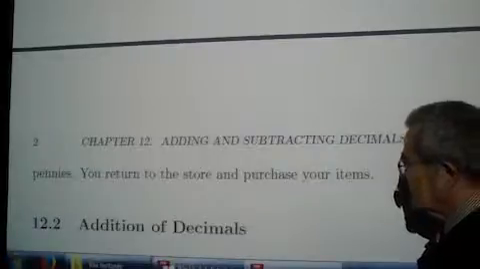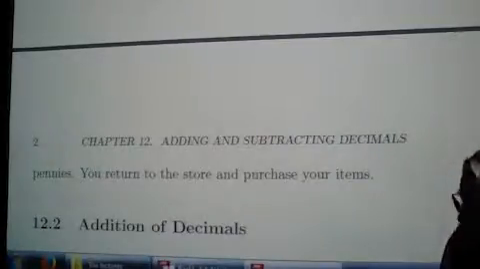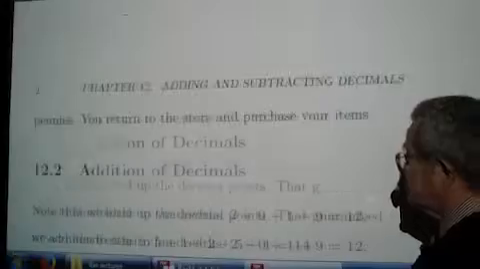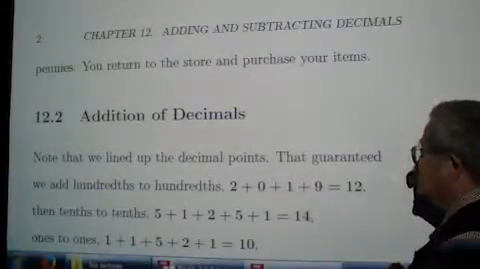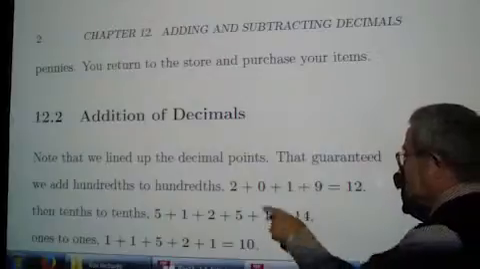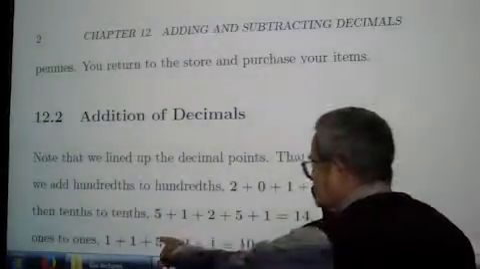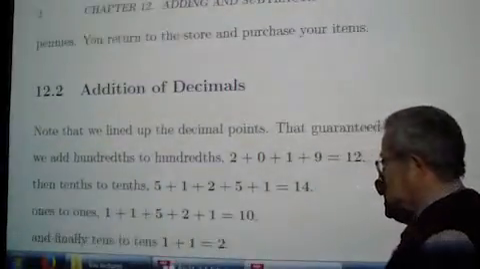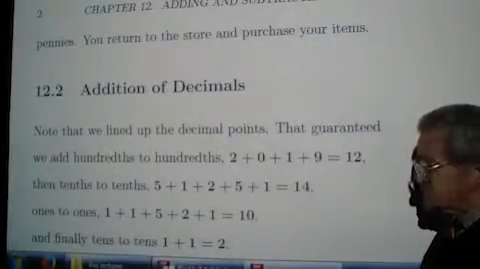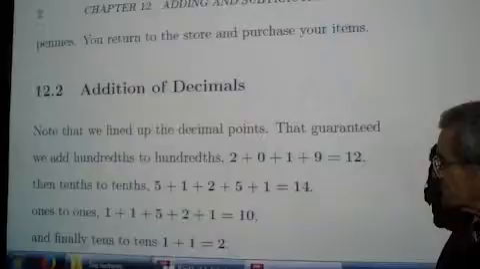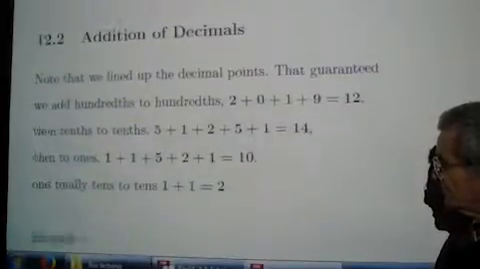Okay. How do we add decimals? We've just done that. Note that we lined up the decimal points, that guaranteed that we added hundreds to hundreds, tens to tens, and ones to ones. I don't think you need to look at this. So I'll go on.